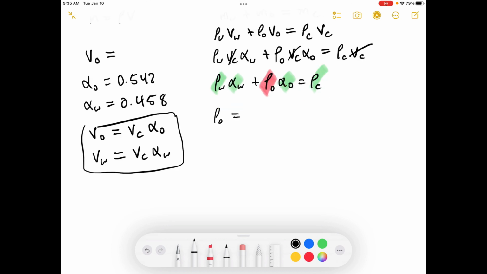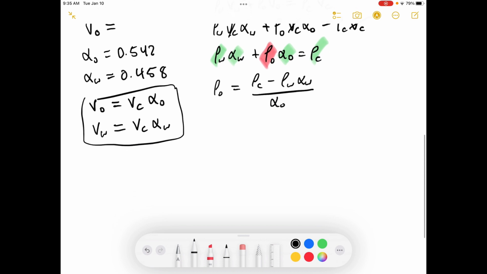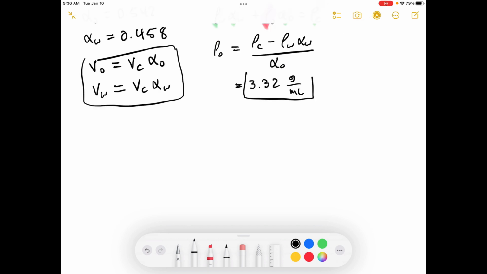The density of the oil equals the density of the carbon minus the density of the water times the water fraction, divided by the oil fraction. And this equals 3.32 grams per milliliter. So that is the density of the oil.